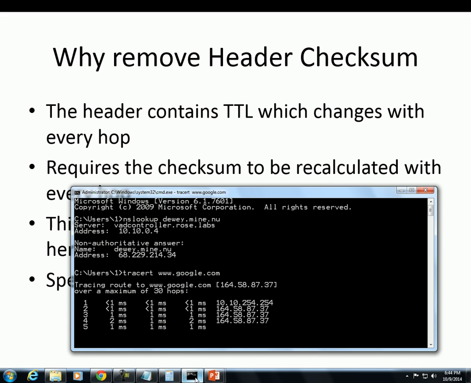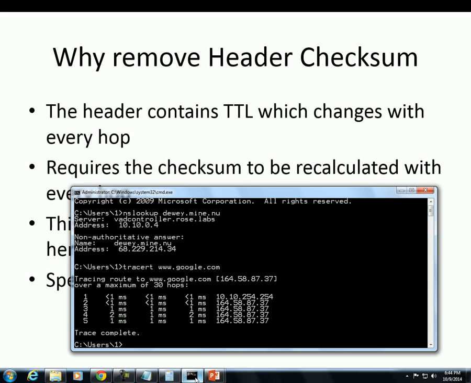Every time the packet goes through a router, the hop count is reduced. It starts off at, we'll say 180. Actually, I think it starts off at 64. It goes through the first router, and now it's 63. Have to recalculate the checksum. It goes through the next router, and now it's 62. Have to recalculate the checksum. So there's a lot of recalculation going on.